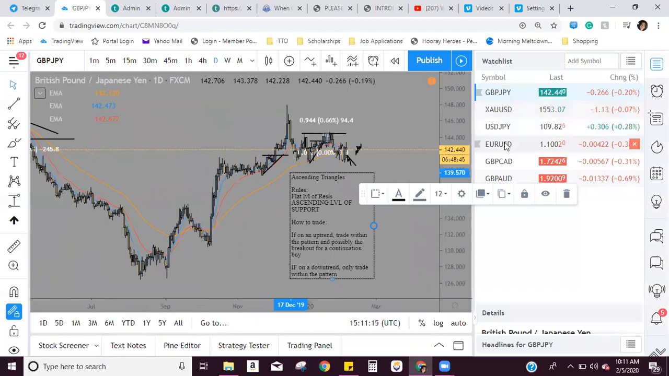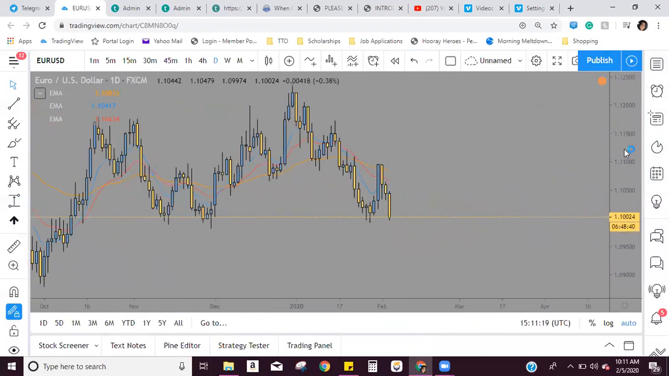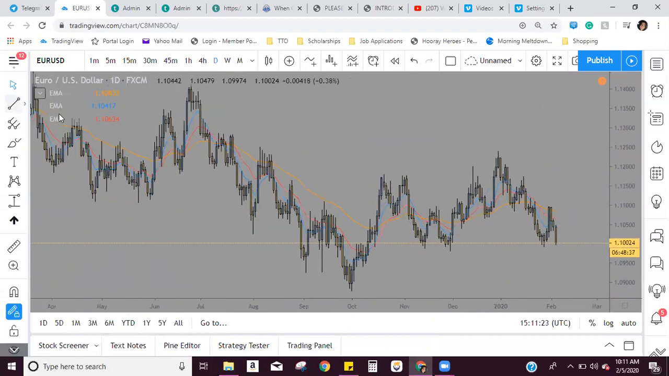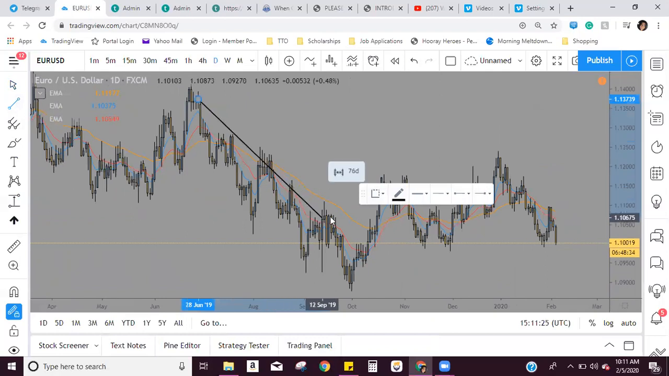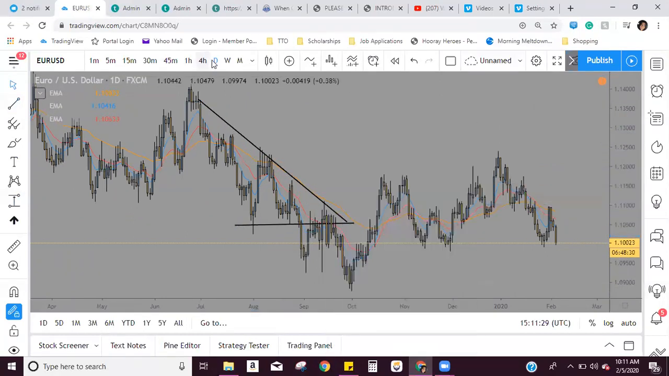Okay? Let me see if I can find another pair so you guys can see it. That's what I was talking about: descending triangles forming, how they form and things like that. Let's take a look at this. So price is still forming these lows, these lower highs, and then price kind of stalled out. This is on the daily time frame. So this is definitely an area of indecision.